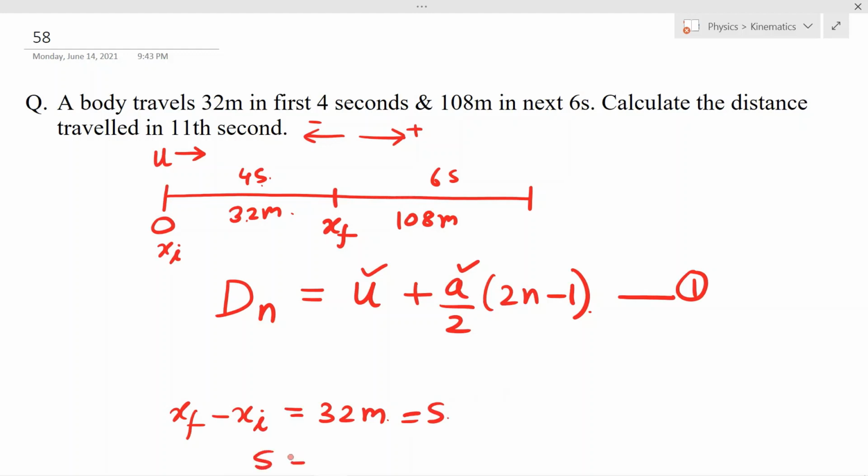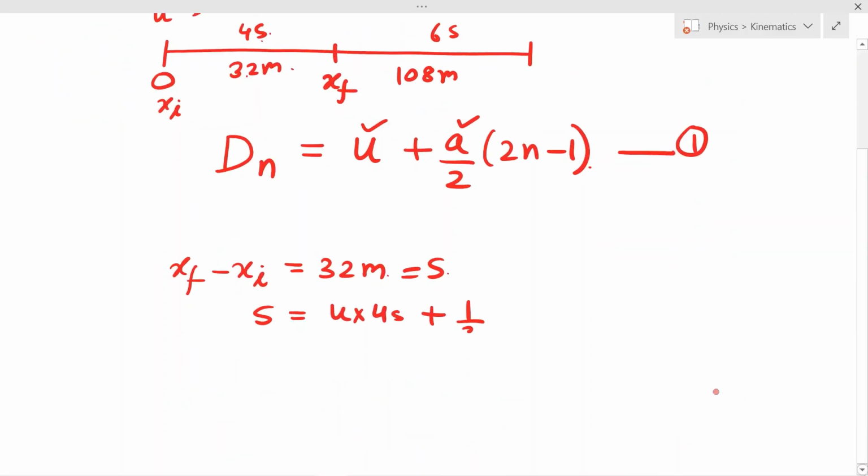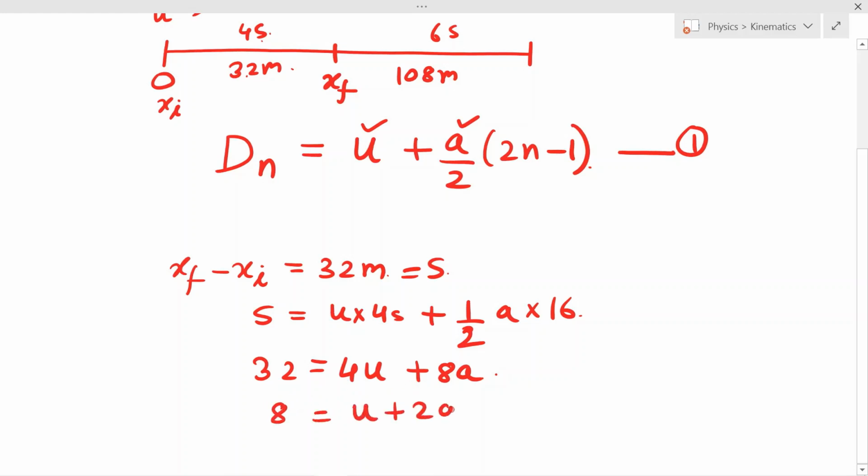So now s is equal to ut, u into t, t is 4 seconds because in 4 seconds it covered 32 meter distance, plus half at square, so a into 16, and s is 32. Now let's divide by 4. This is my second equation. U plus 2a is 8.